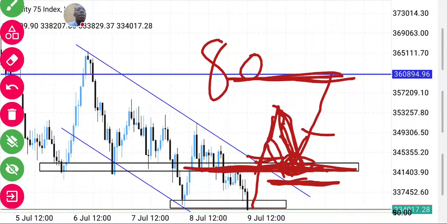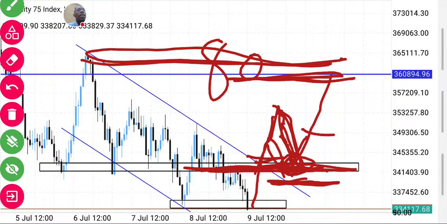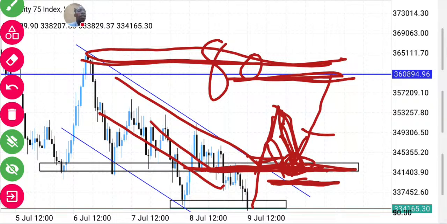Because maybe it might come to make a double bottom here by taking this liquidity. Are you getting that point? So that we can drop down. All in all, we are in an overall downtrend.